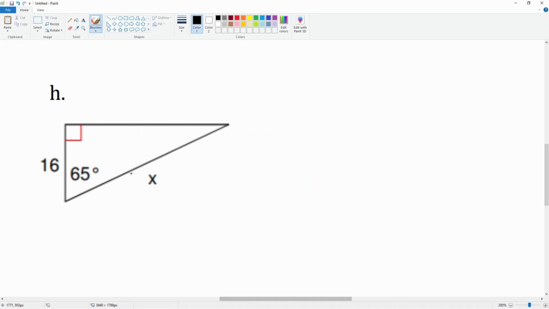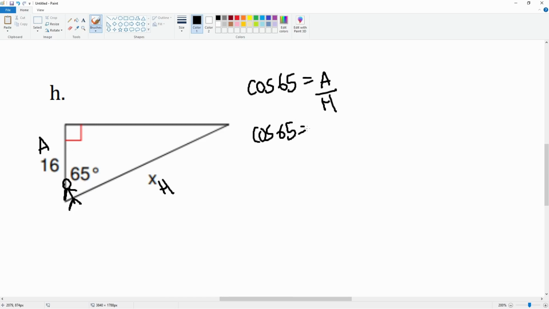Let's do the last one, which is H. Here we draw the person at 65 degrees, 16, which is your adjacent, and your x, which is your hypotenuse. This is a cosine. So cosine of 65 degrees is equal to adjacent over hypotenuse. Cosine of 65 degrees is 16 over x. Cross multiply, you get x times cosine 65 is equal to 16.